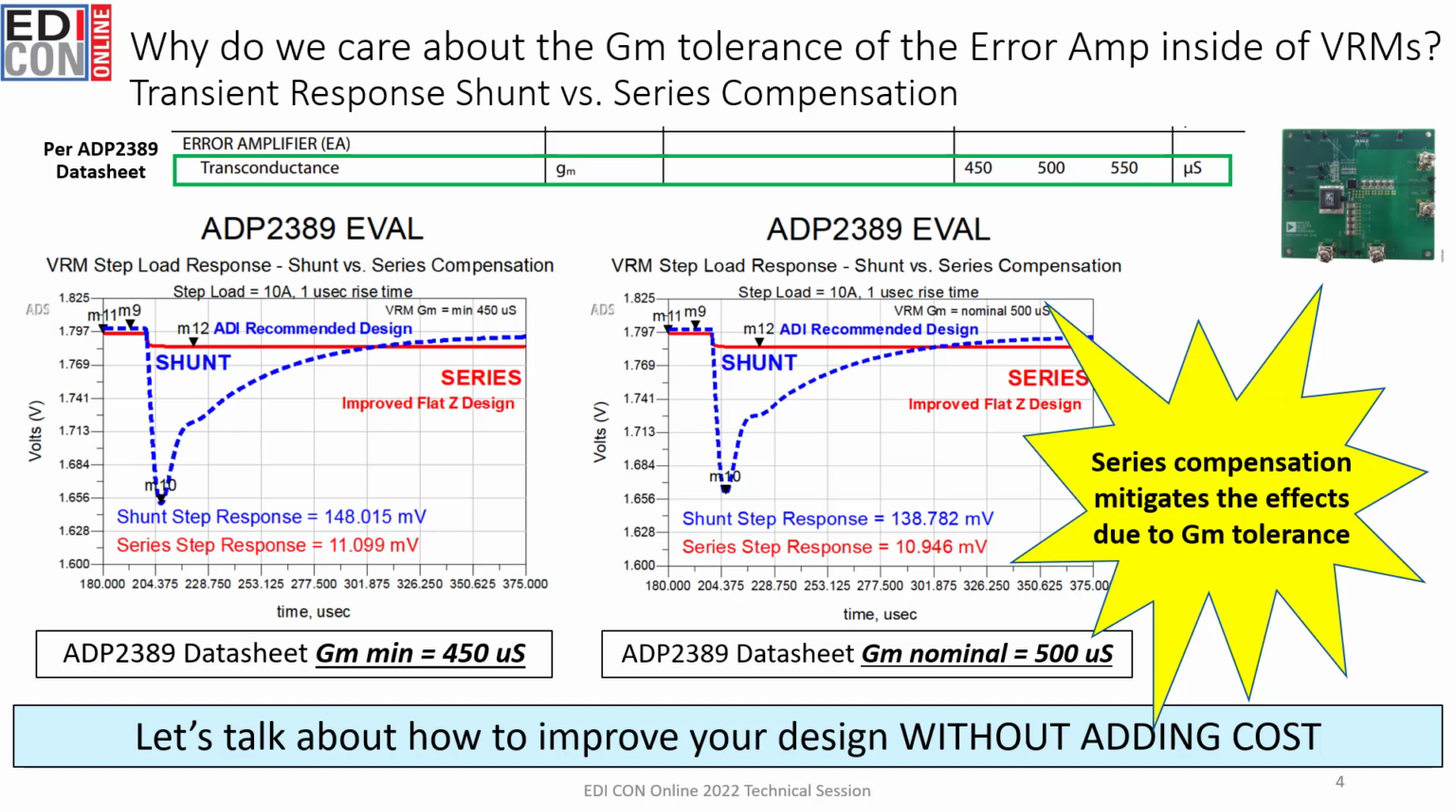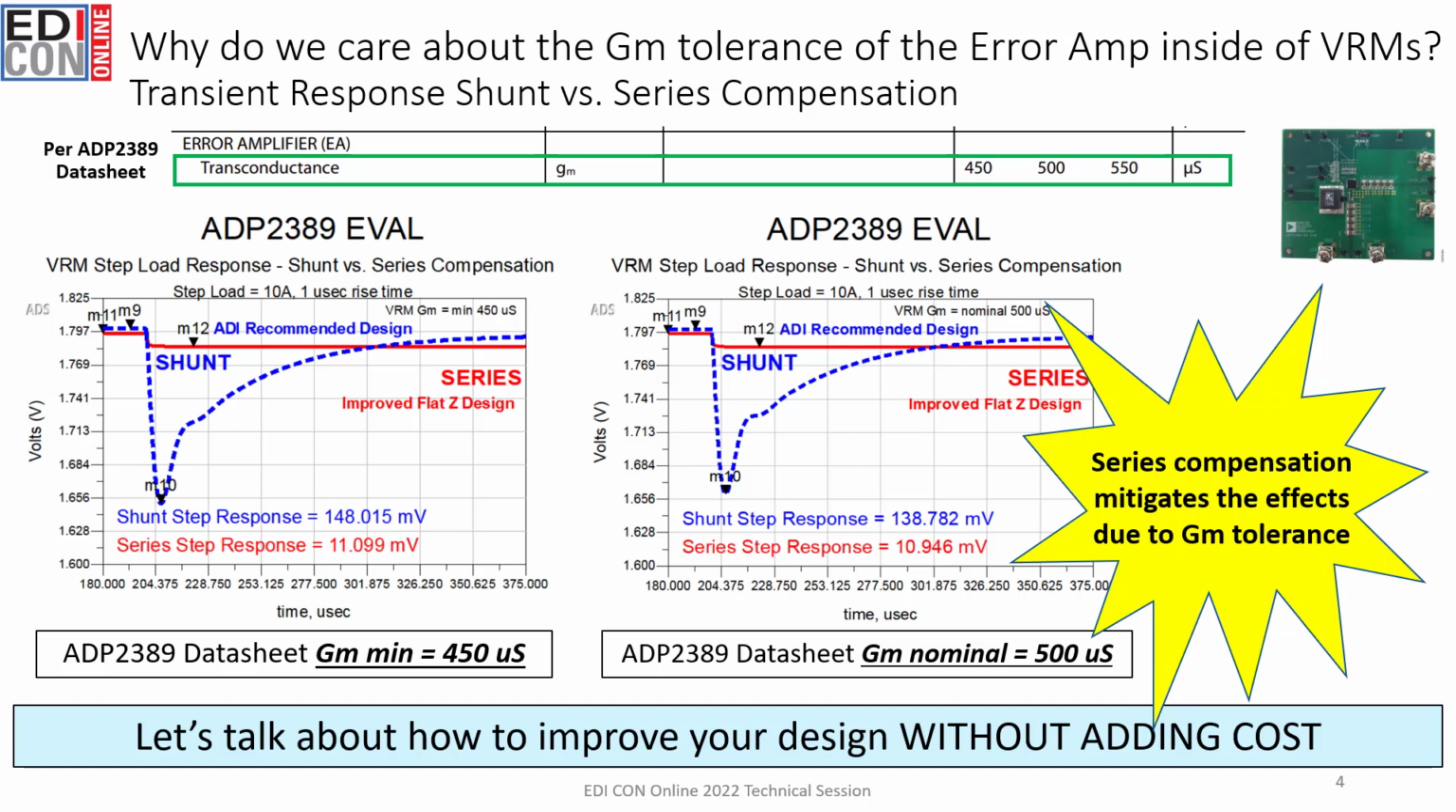In each of the plots, the blue curve represents a shunt compensation network, whereas the red curve in both plots represents a series compensation network. What's important to note is, as you look at the difference in the overall transient response of the two blue curves, you see over 10 millivolts difference. And that's due to the tolerance of the transconductance error amplifier, versus when comparing the two transient responses from the two red curves, you see less than a fraction of a millivolt.